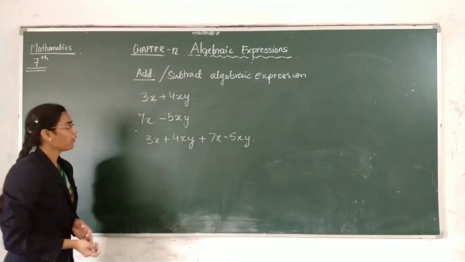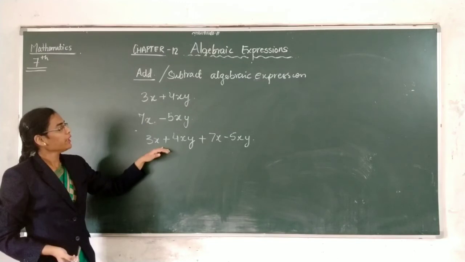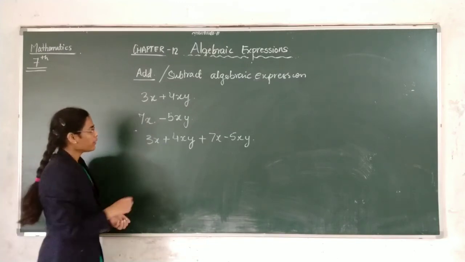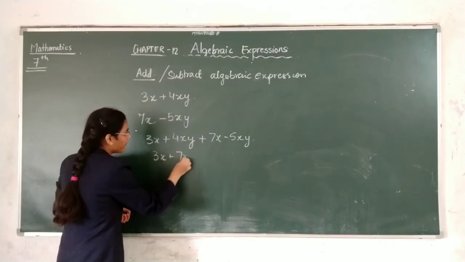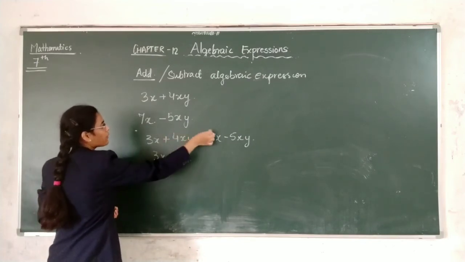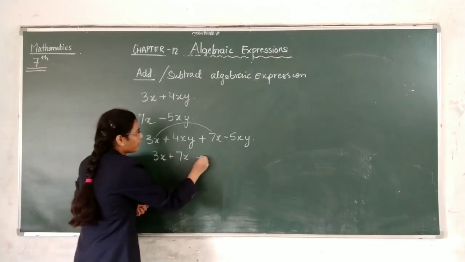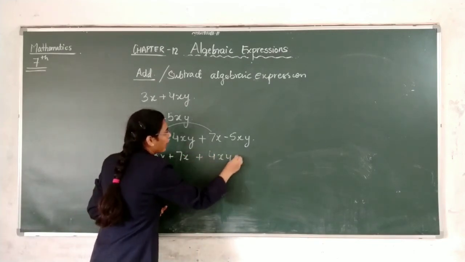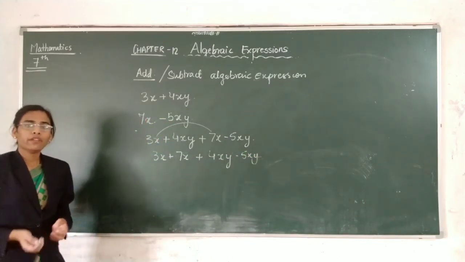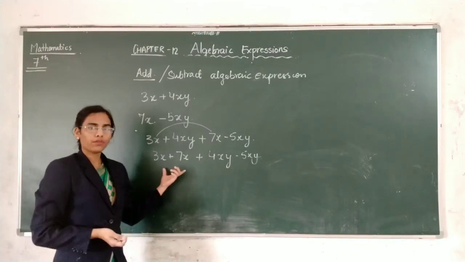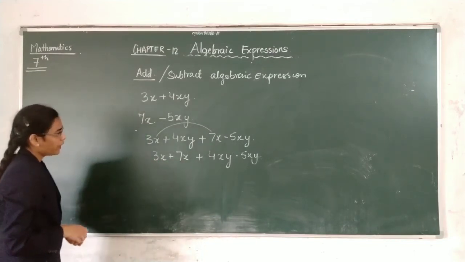Now while adding the terms, our first step will be arranging the like terms, that are 3x and 7x. Both these terms are like, so we will first combine these like terms. The second one is 4xy and minus 5xy. For adding and subtracting the terms, we will have to find out the like terms first of all. What are the like terms? Like terms are those which have the same algebraic factors.